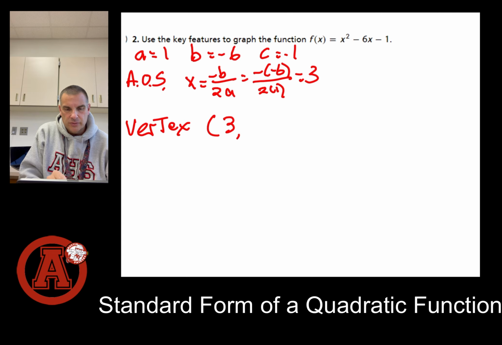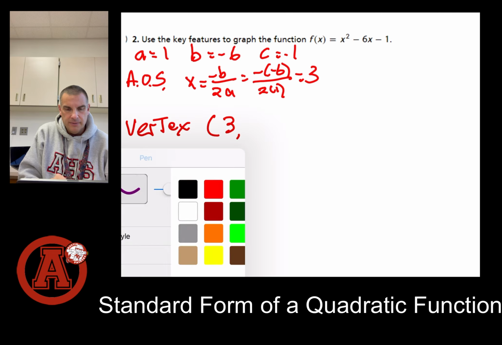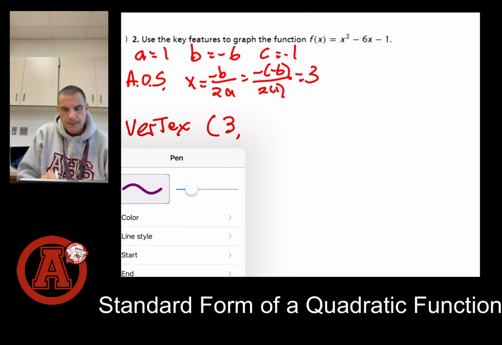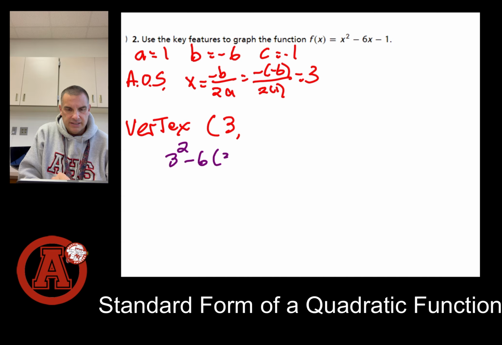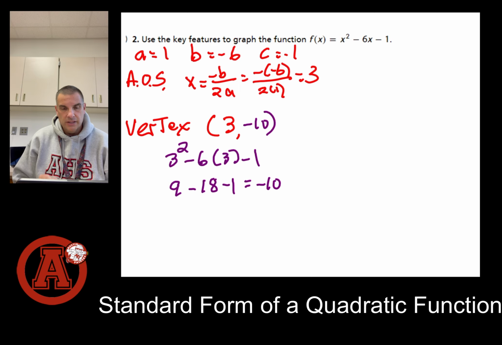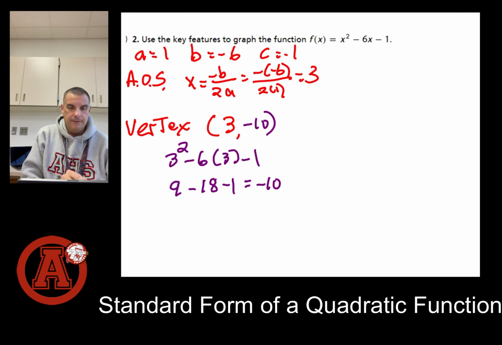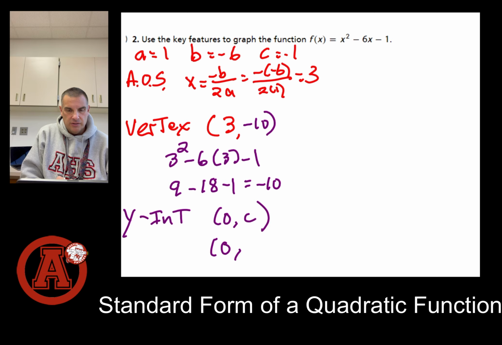So then I can find the vertex. My vertex is 3, something. We've got to find that something by substituting it in. 3 squared minus 6 times 3 minus 1. So 9 minus 18 minus 1, which is negative 10. So we get a vertex of 3, negative 10. I think that looks right. The y-intercept is the point 0, c, so 0, negative 1.